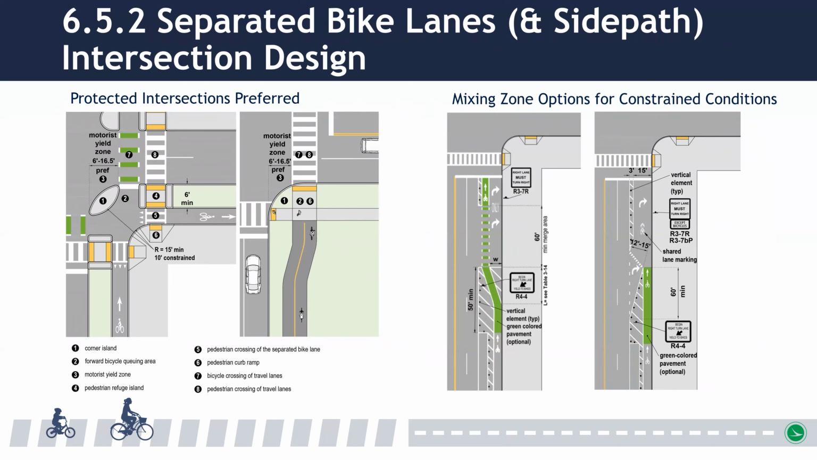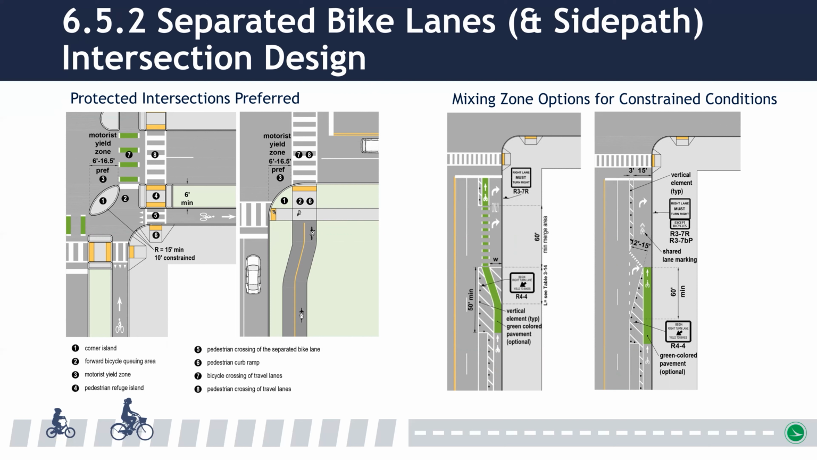Next, we'll discuss specific intersection treatments for different bikeway types. For separated bike lanes and side paths, a protected intersection is the preferred treatment. Protected intersections maintain bicyclist separation up to the intersection for both separated bike lanes or side paths. Corner islands, shown with a number 1 on this slide, are the vertical features that allow this separation to be maintained. The design principle of a protected intersection may be used at signalized or unsignalized intersections, as well as at driveways.